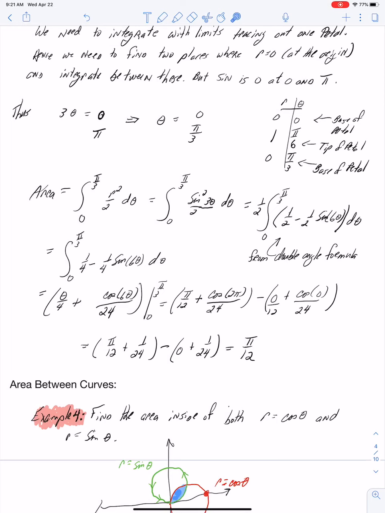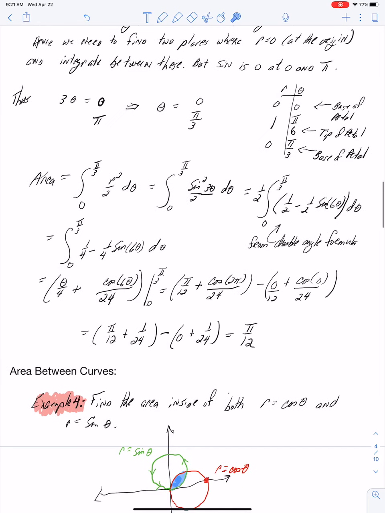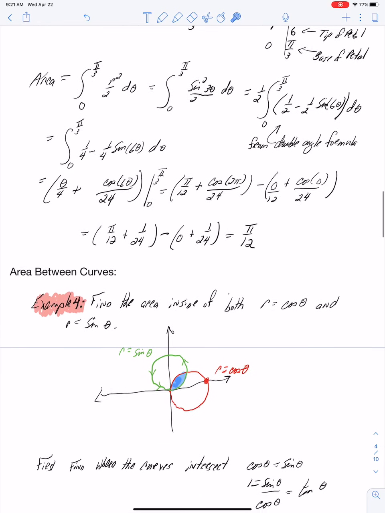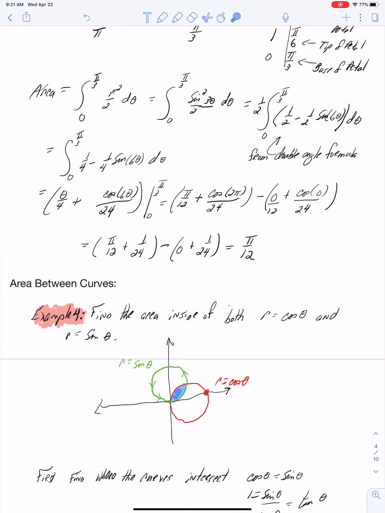How do we integrate that? We have to use the double angle formula. It is what? 1/2 minus 1/2 cosine of what? Twice this angle, and twice that angle is 6 theta. Then I have another 1/2 that came out. I could pull that in. I end up having to integrate this.